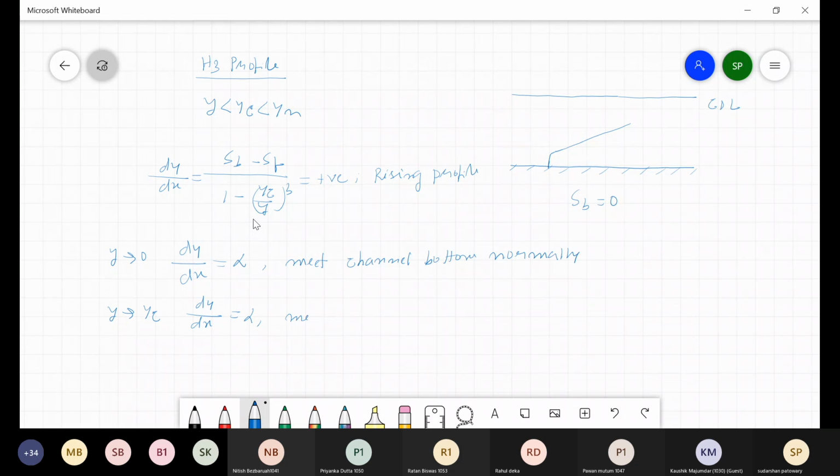So it meets the CDL normally, like this. That means your S3 profile meets both the channel bottom and the CDL normally. At upstream it meets the channel bottom normally, and at downstream it meets the CDL normally. Clear? Yes, sir.